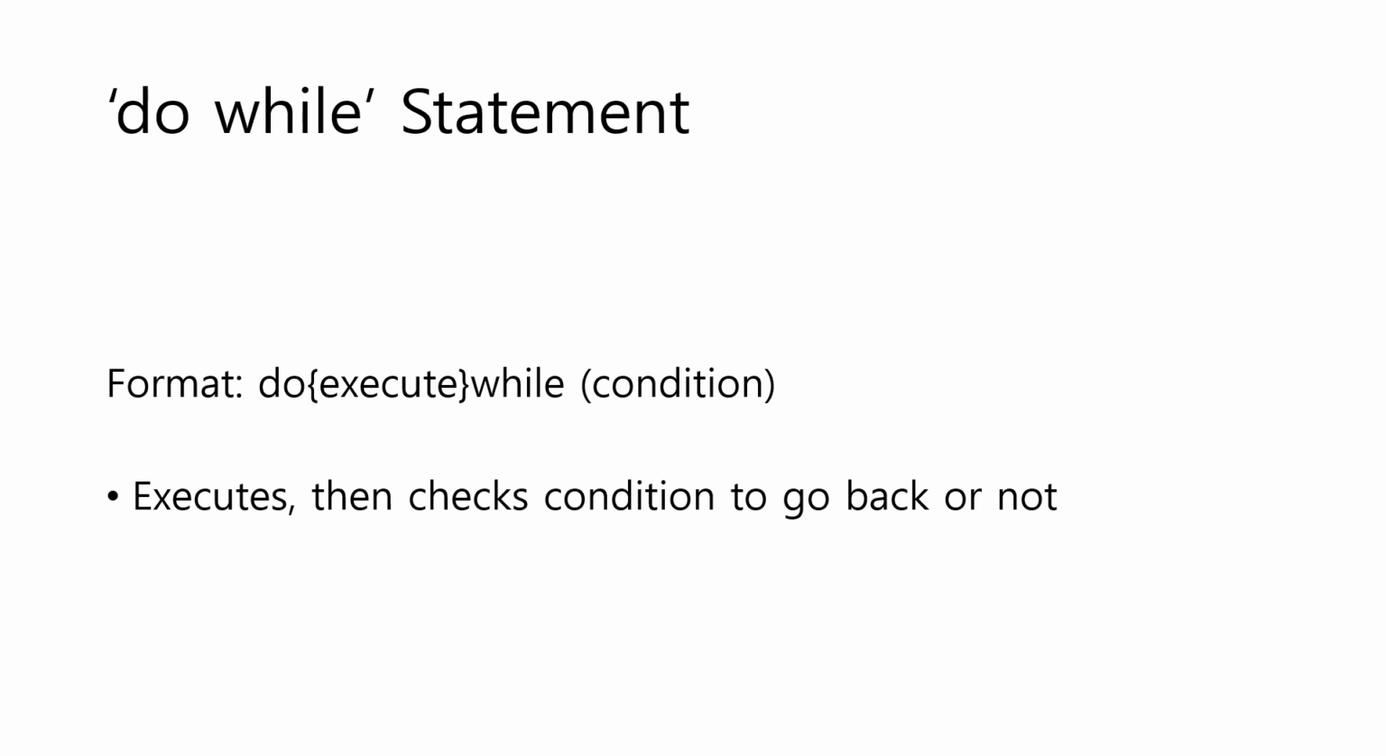Next is the do while statement. While do while statements are a little bit similar to while statements, they have one critical difference. It's the do executes here, and then the while condition follows. This critical difference makes it so that it executes the code inside the braces, then checks the condition. And if the condition is true, it would go back to the execute part.